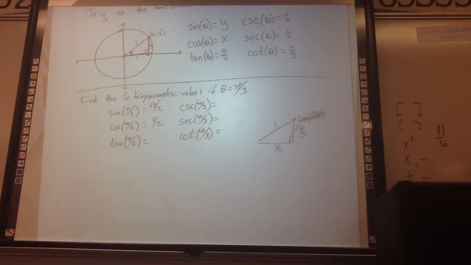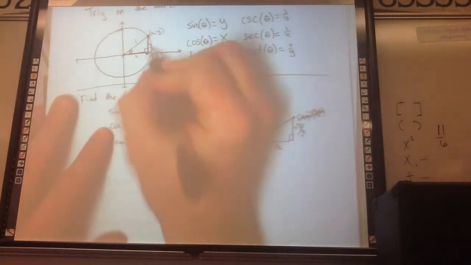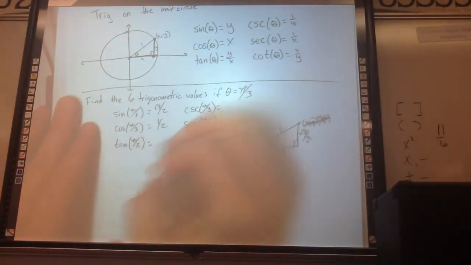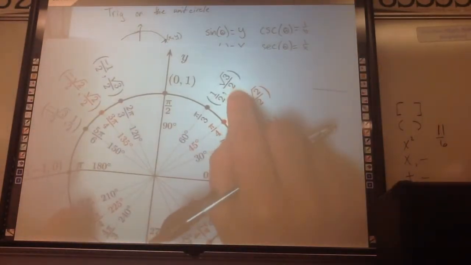Heidi, what'd you get for your tangent? I got the square root of 3. Yes, you're right. Can I know why? Isn't tangent y over x? Yeah, or in this case, it's going to be the square root of 3 over 2 over 1 half.